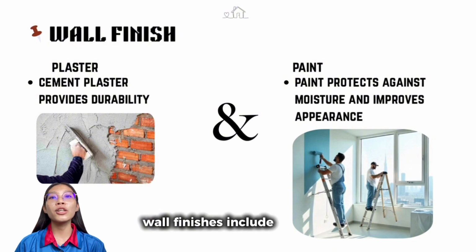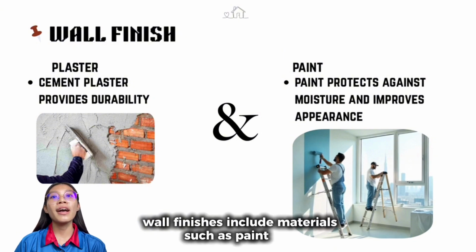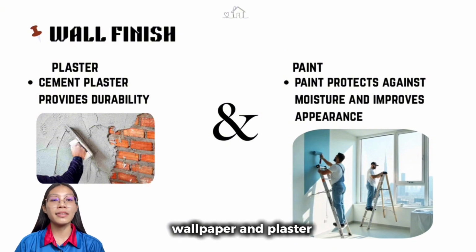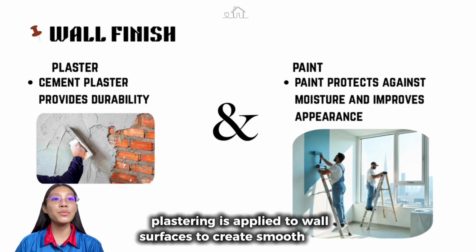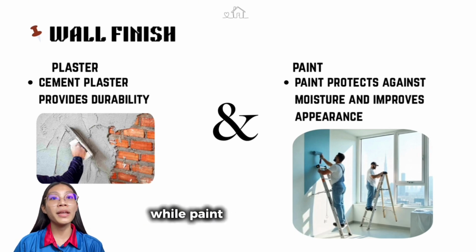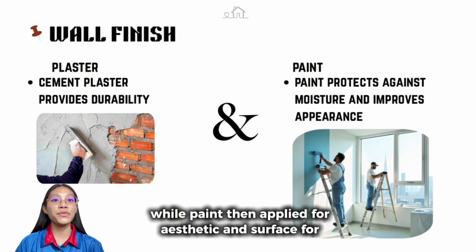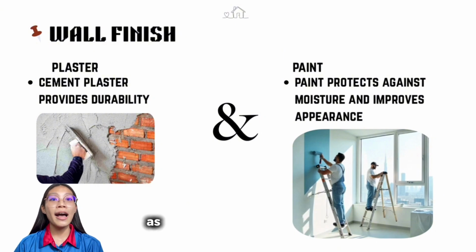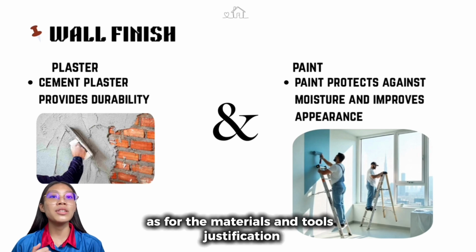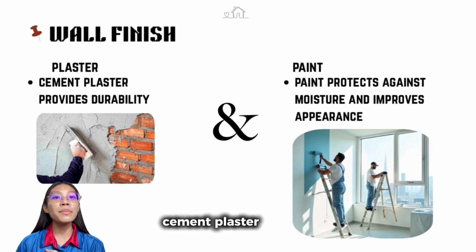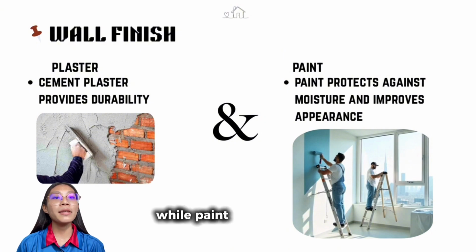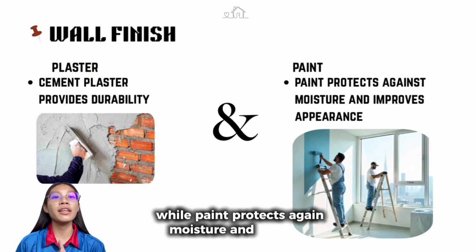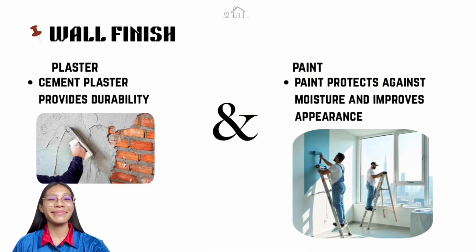Wall finishes include materials such as paint, tiles, wallpaper, and plaster. Plastering is applied to wall surfaces to create a smooth finish, while paint is then applied for aesthetics and surface protection. As for the materials and tools justification, cement plaster provides durability, while paint protects against moisture and improves appearance.